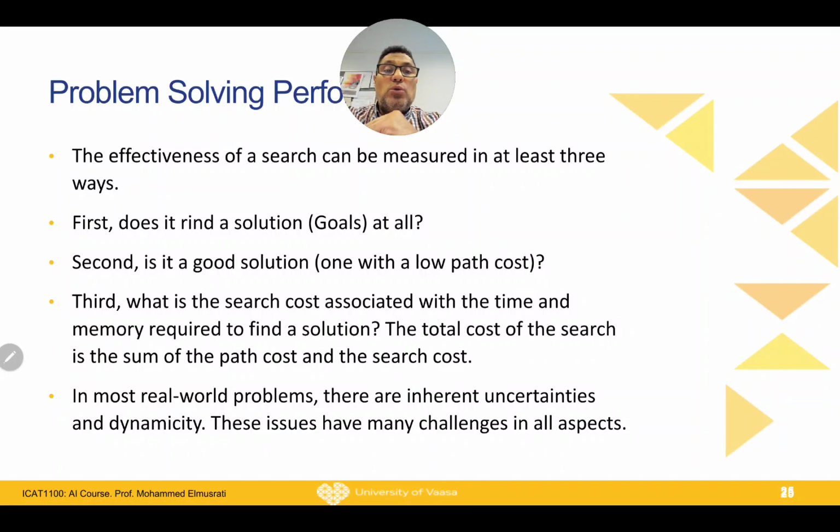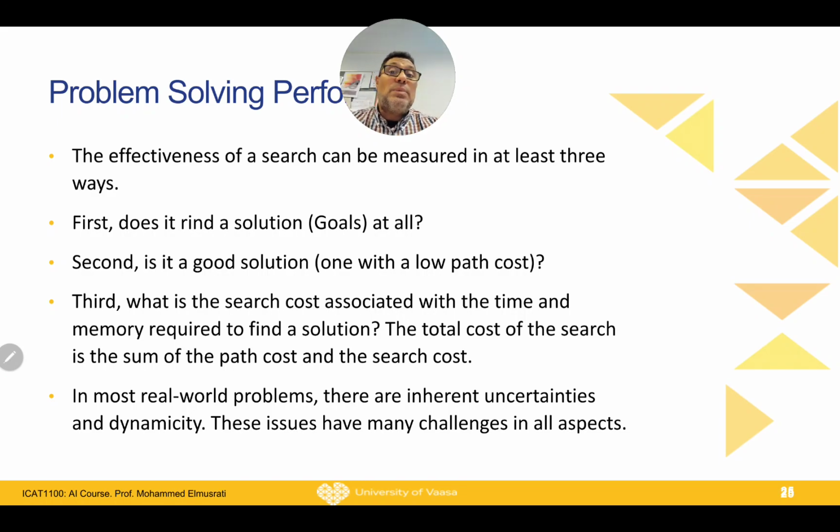Then how to solve the problem? First, when we reach any state, we need to check whether it renders a solution. So there is the problem formulation, and there is the searching algorithm, or the procedure to solve the problem. We need to answer a question: is there a solution or goal at all or not?